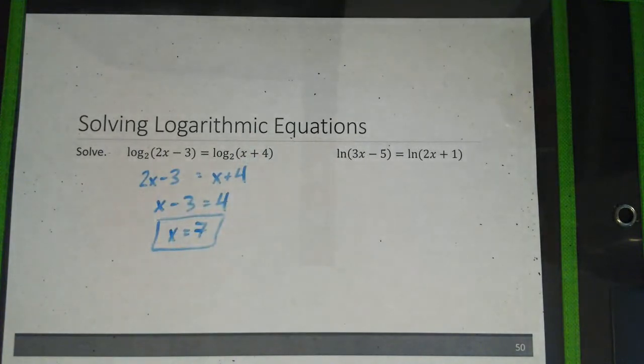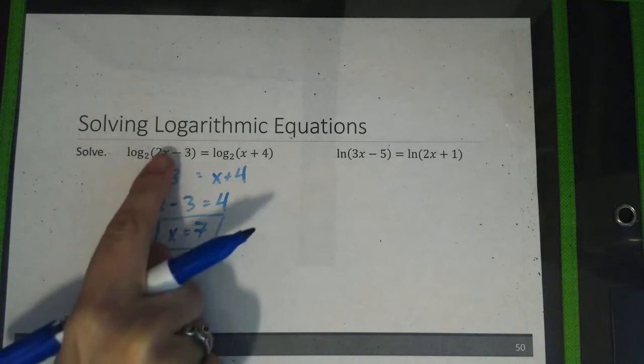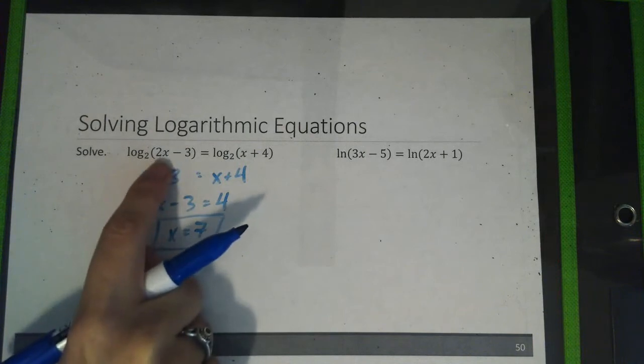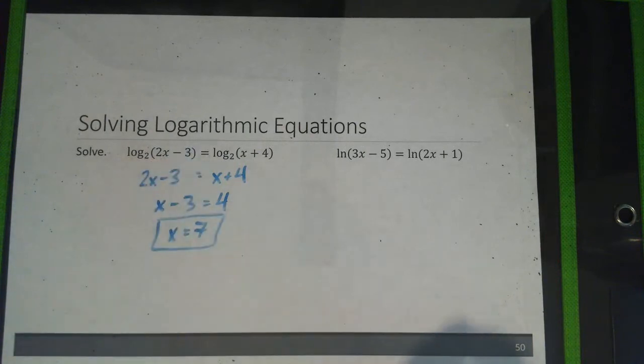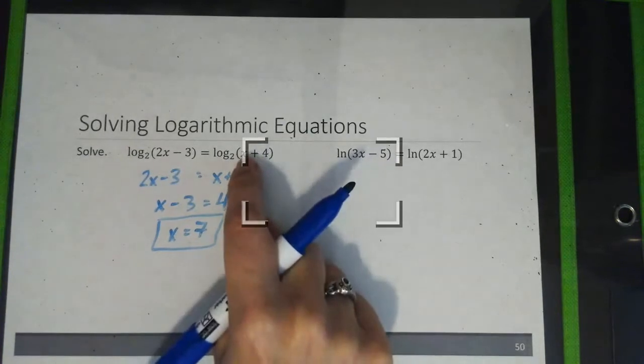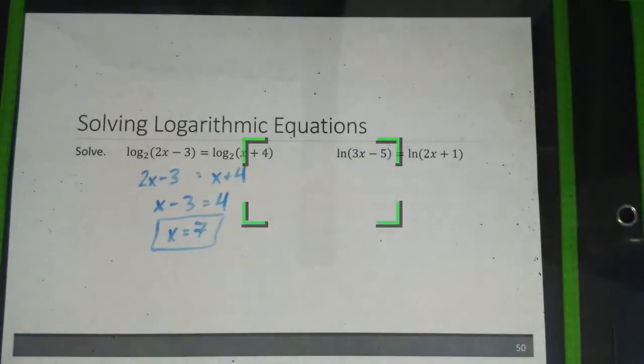I can check my answer by plugging it back in. What I'm most worried about is getting 0 or a negative in an argument, because we know that's bad. So if I plug in 7 over here, 2 times 7 is 14. 14 minus 3 is 11. That's okay. Over here, 7 plus 4 is 11. So I have log base 2 of 11 on both sides. So that's okay.